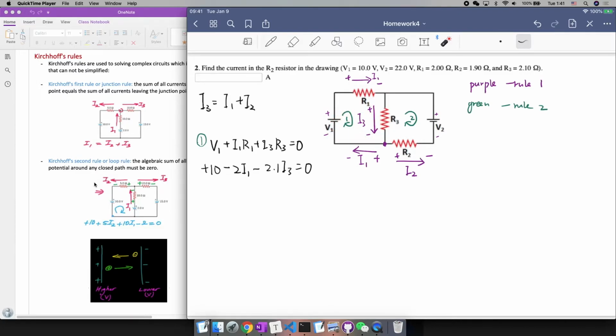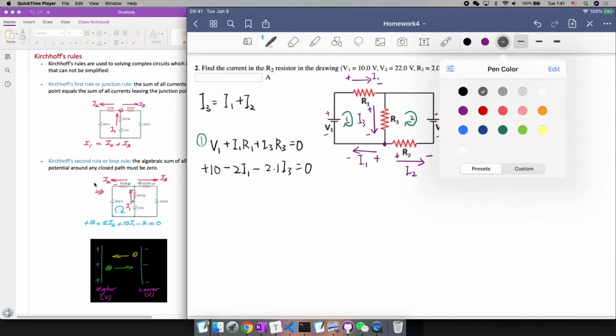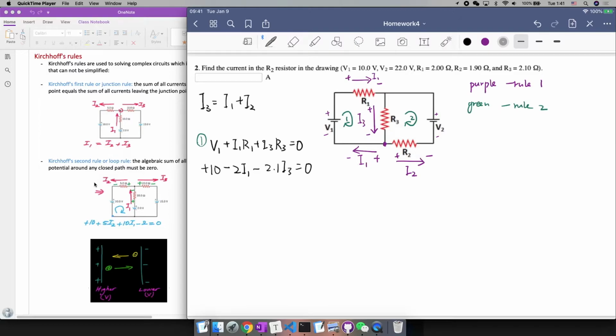So what if we choose the direction in this way? What's going to happen? Let's see. Okay, use another color. It's green. So what if we choose a direction to be counterclockwise? Still these four sides, right? So first for V1, we go this way. Is it a gain or loss? It's a loss. So this time 10 is going to be negative, right?